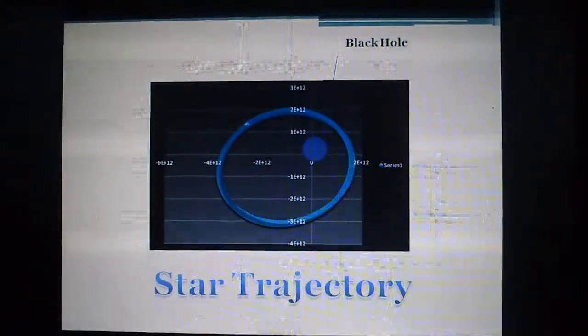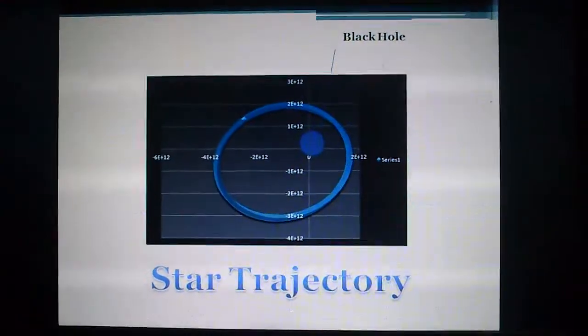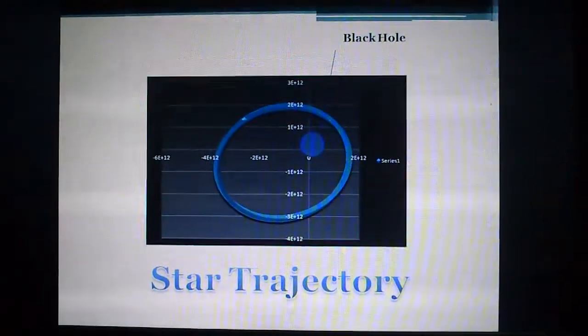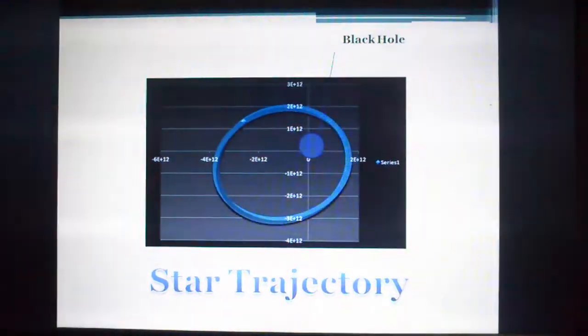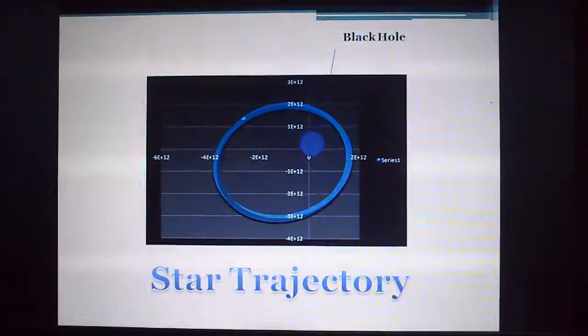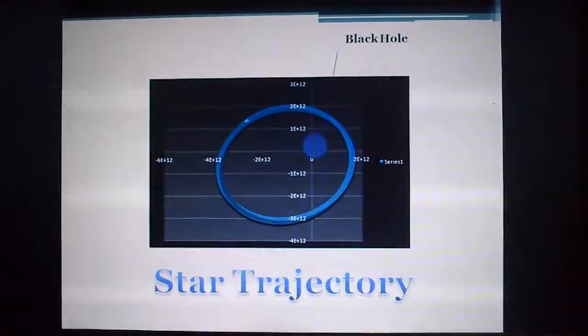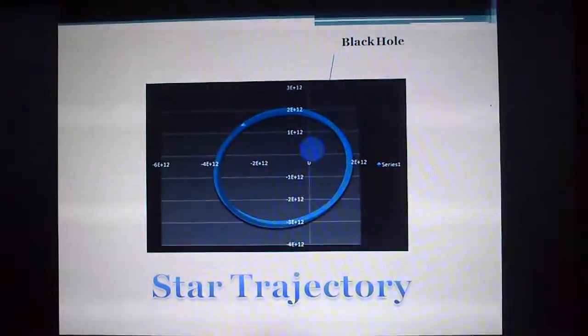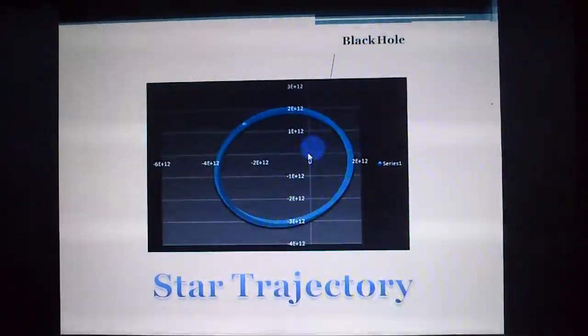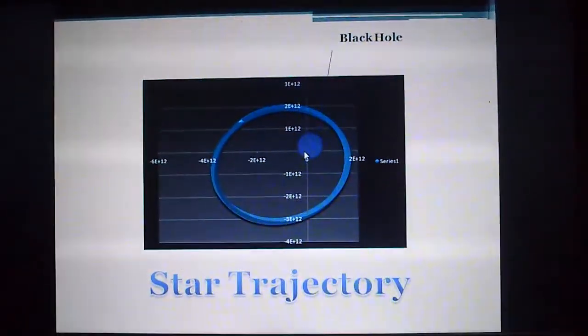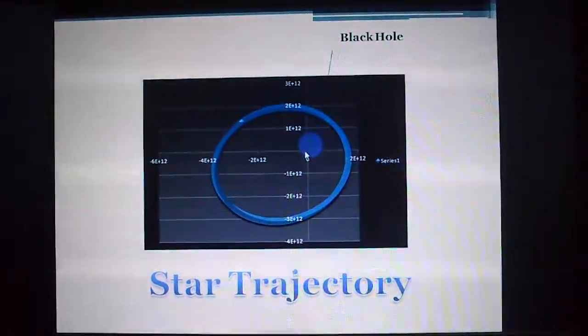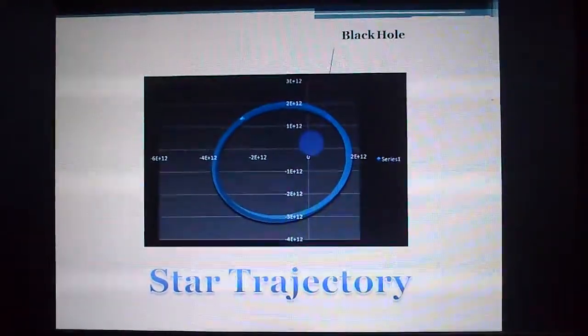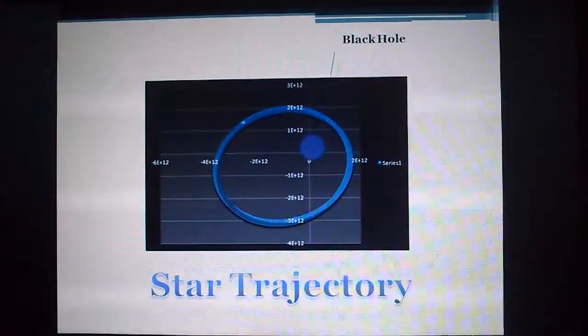In this slide I have plotted the star's trajectory. If we observe it, we can conclude that this star has an elliptical trajectory, and we have the black hole at the origin of this system. Before making any conclusions, one important thing we need is to define our system, which in this case is the black hole and the star.